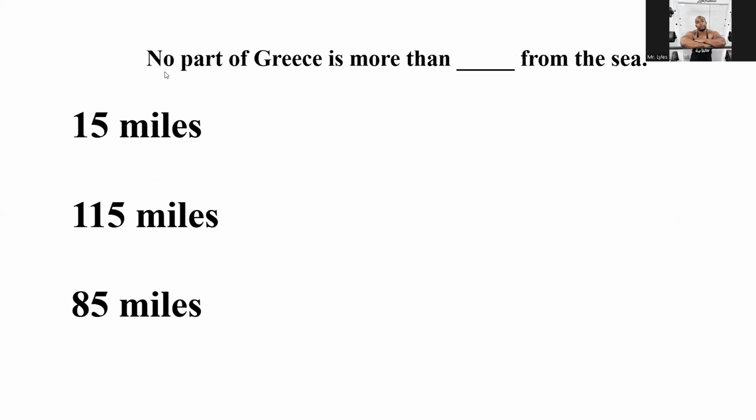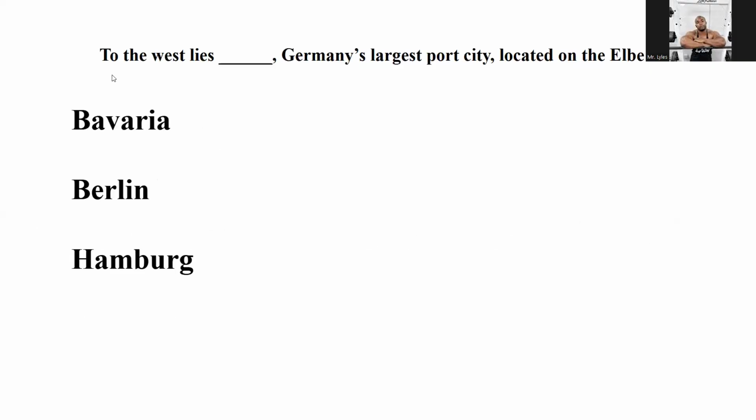Getting very close to the end here. No part of Greece is more than 85 miles from the sea. To the west lies blank, which is Germany's largest port city, located on the Elbe River. Hamburg. And yeah, that is it.